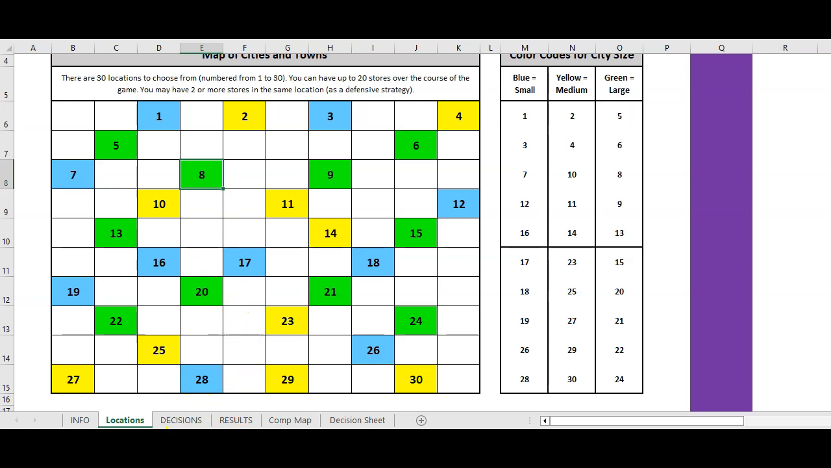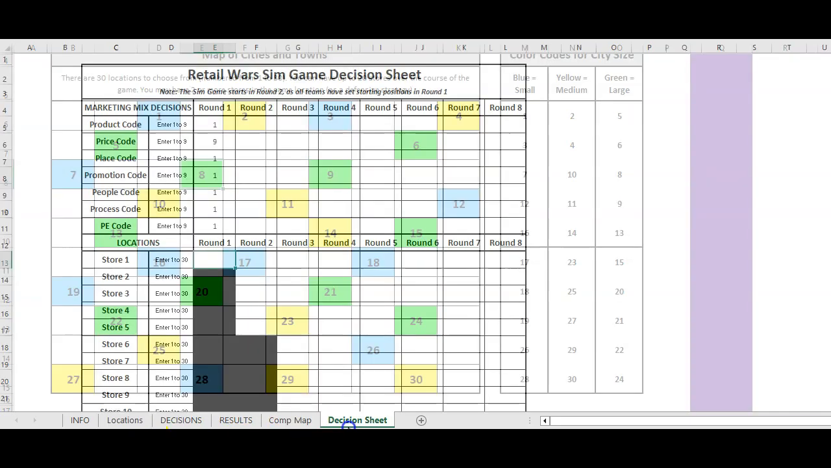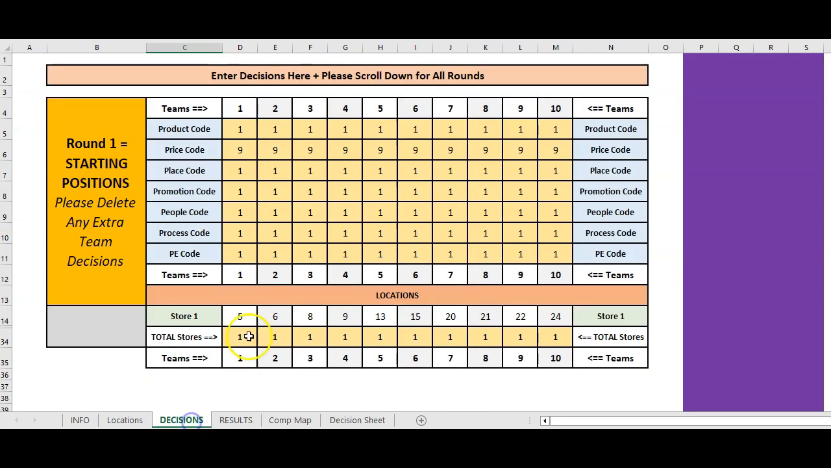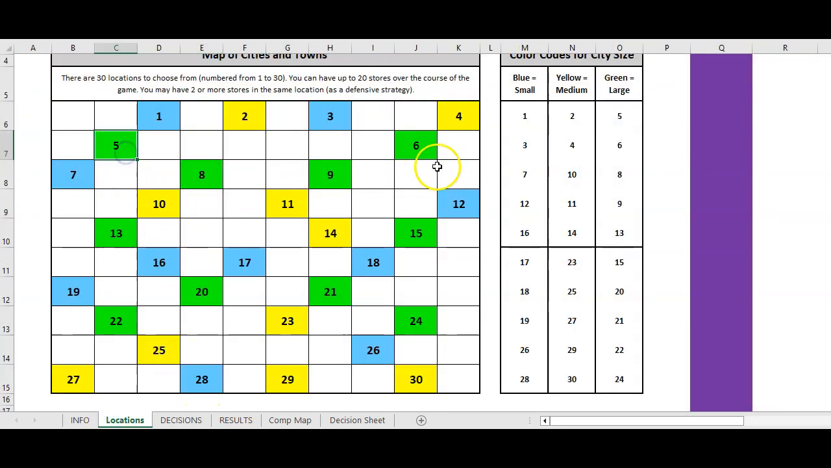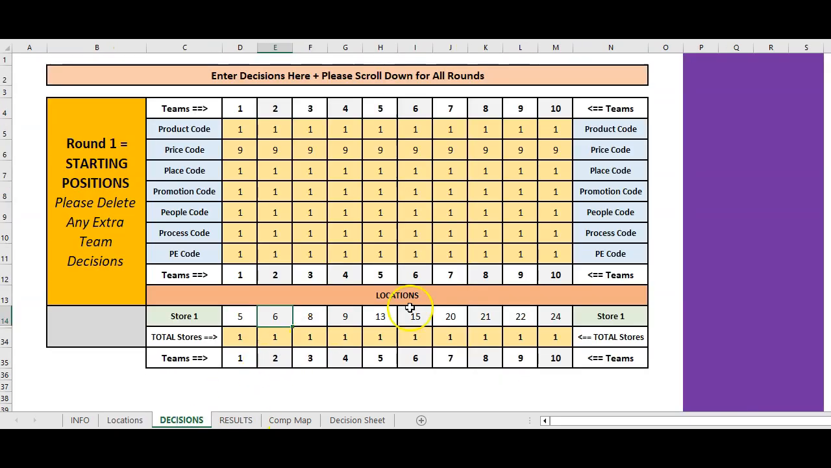So once you've made your decisions, you'll give your sheet to the instructor. The instructor will enter the information. I've already entered the starting position, so every team starts the same, and they've only got 1 store, and these are all the green. So 5, 6, 8, 9. If we have a look back, 5, 6, 8, 9, etc. Everybody is in a big city, and everybody's the only one in there. And once that information is entered, we can have a look at the results.